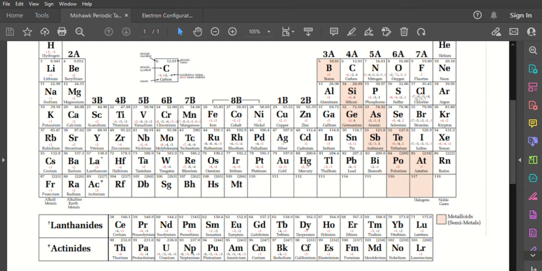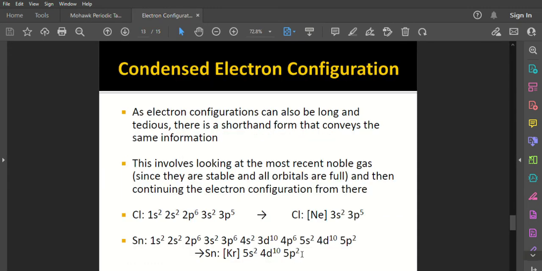So next is 5s2. We got through all the d's, which would have been the 4d10. And then 1, 2 in tin, it is 5p2. So it's a little bit less to write, but it also makes sure that you know how to use electron configuration before you go this way.